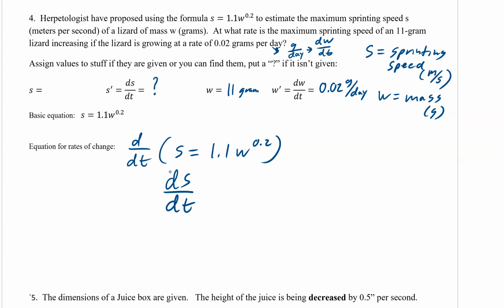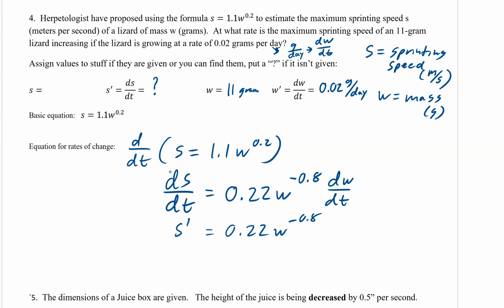So the derivative of S is 1, so we end up with dS/dt. Multiplying 1.1 by 0.2 gives us 0.22 W, and then we subtract 1, so 0.8, and then we end up with dW/dt. And you can convert this to S prime and this to W prime. Just remember what they represent. So we really should write the units for S, which is meters per second, and time was in days. So it's meters per second per day. That's how fast its sprinting speed is changing.